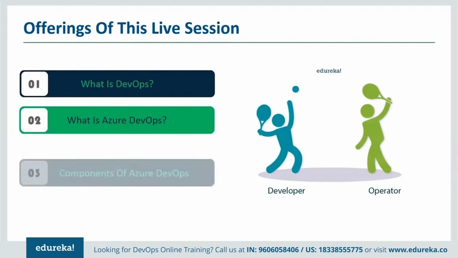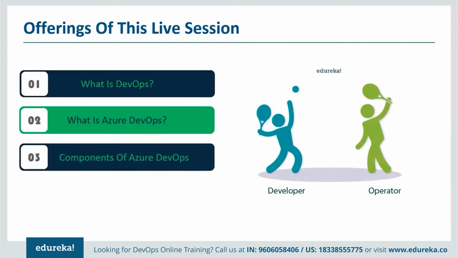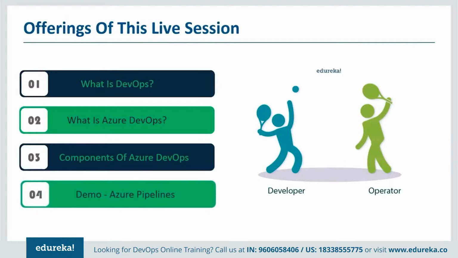And next, we'll learn about what are the different components of Azure DevOps. For example, boards, how do you create your task? How do you keep up your source control? And how do you do deployment? All these things we are going to cover as part of the components of Azure DevOps. Next thing that we are going to cover is a demo on Azure Pipelines. So we have got a lot of things to cover in today's session.